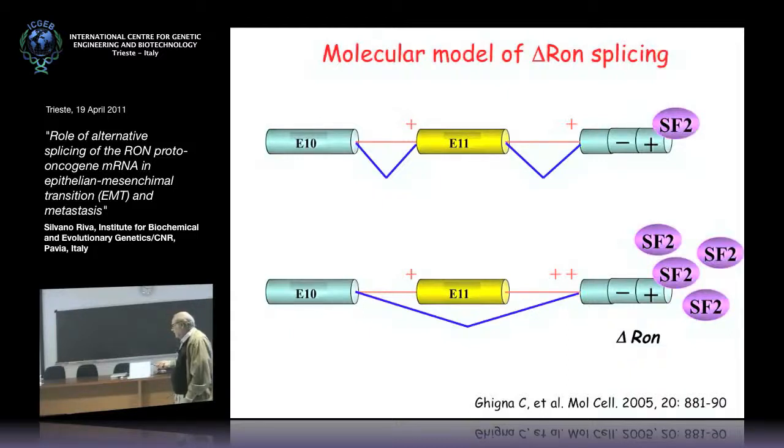and this exon is excluded. Okay? So this is a typical mechanism. So the key factor is SF2, because exon 12 contains a binding site very good for SF2. We determined that.